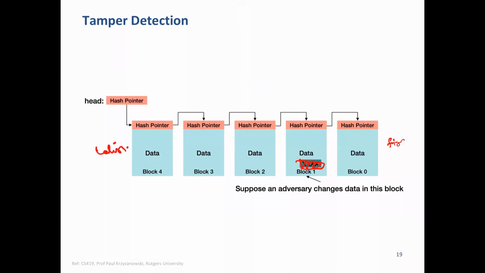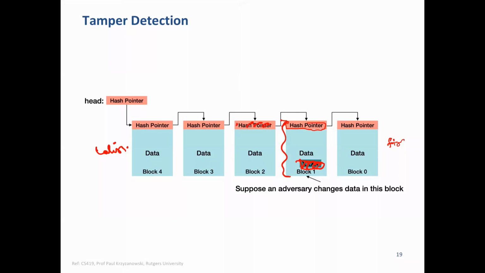What happens? Mallory changes the value here. Anybody, please tell me. The hash value will get changed. Yeah. So now what will happen? When you calculate the hash of this, it will not match with this, right? It will not match with this.